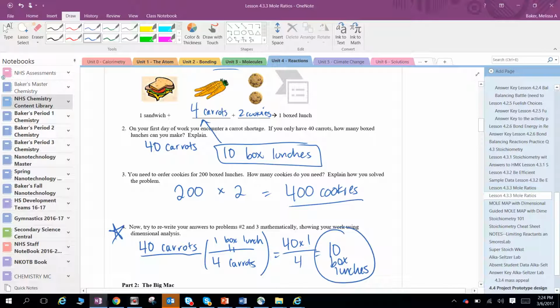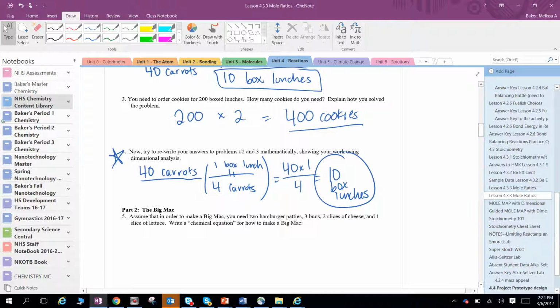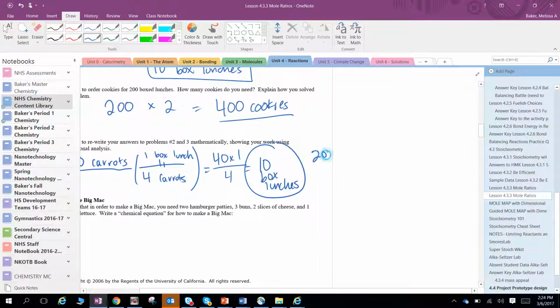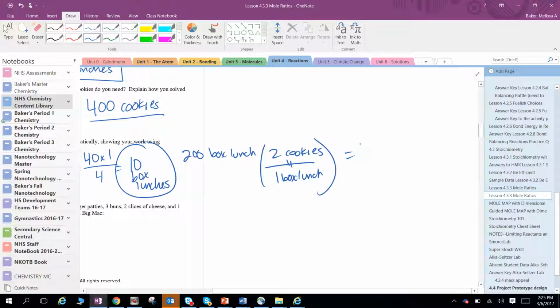So let's do this again, only for the second part. You've got 200 boxed lunches. 1 boxed lunch equals 2 cookies, since we're talking about cookies. Multiply across the top, divide by the bottom, you get your answer, 400 cookies.